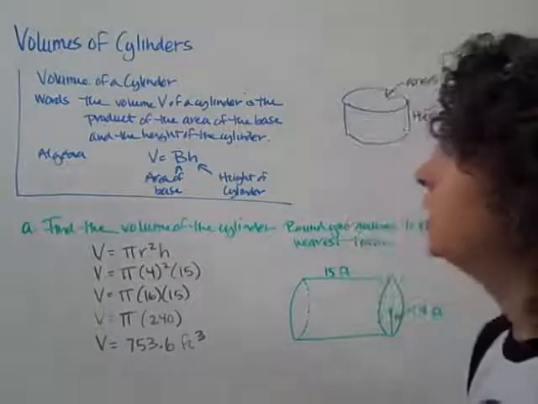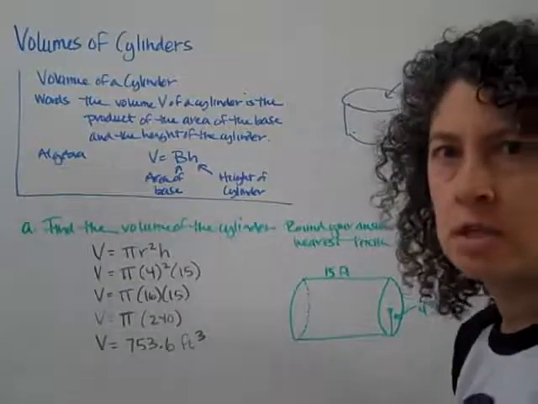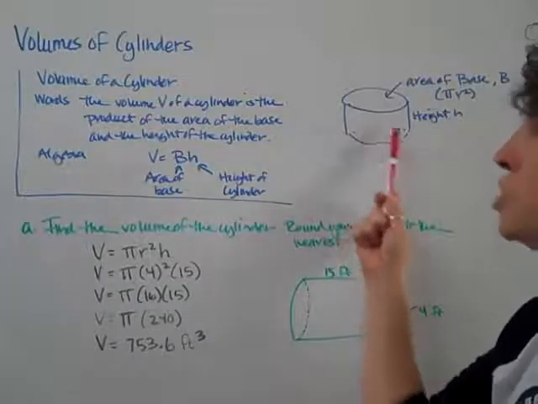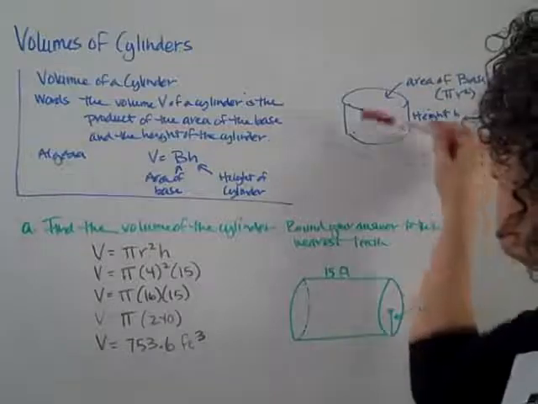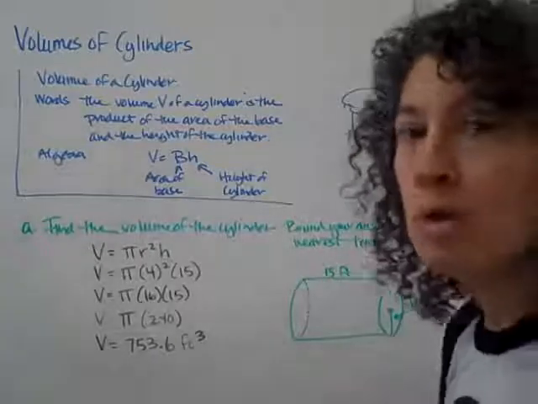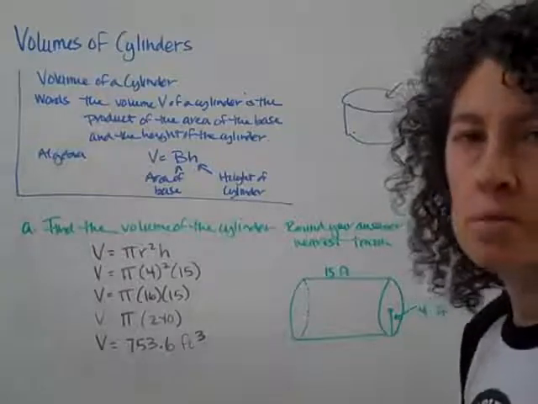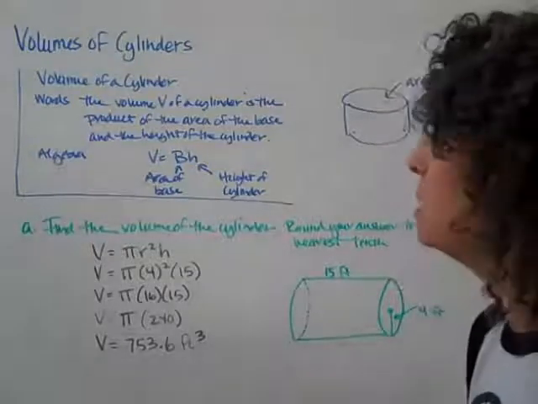All right, people, let's talk volumes of cylinders. So a cylinder has a circular base on the bottom, and then we've got a height. So we're talking like a soup can or a silo, Pringles can, something like that is what we're talking about when we talk about a cylinder.